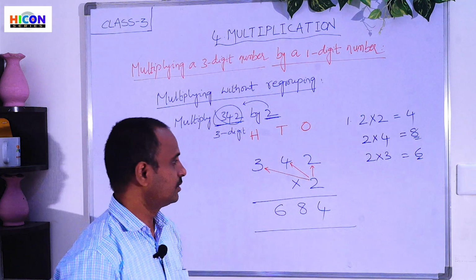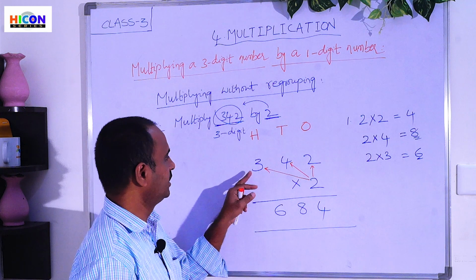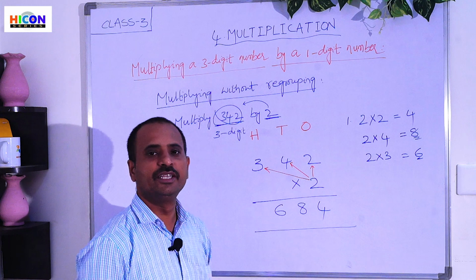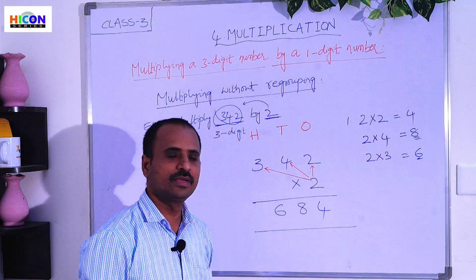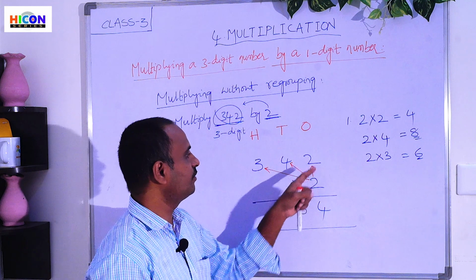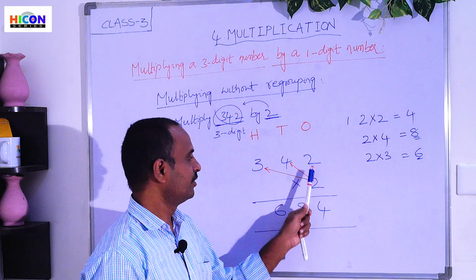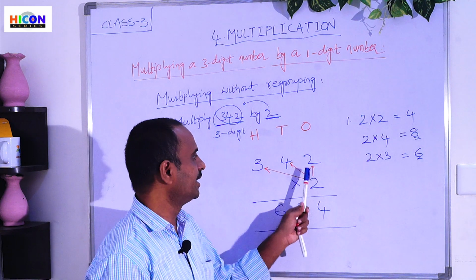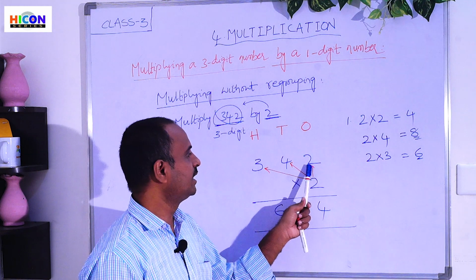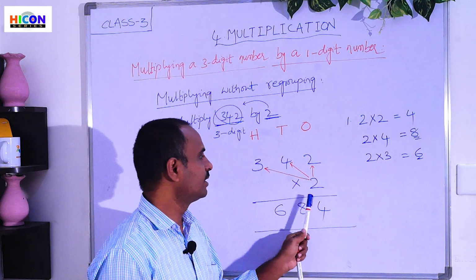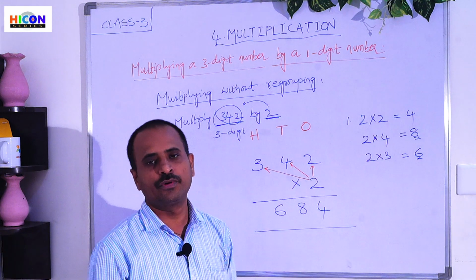Children, this is the process for how to multiply a 3-digit number with a single-digit number. First write the two numbers one below the other and start multiplication from ones place. First multiply the digit present in the ones place with 2. Which digit is present in the ones place? 2. Multiply this 2 with 2, that is 2 into 2 is equal to 4. 2 twos are 4.